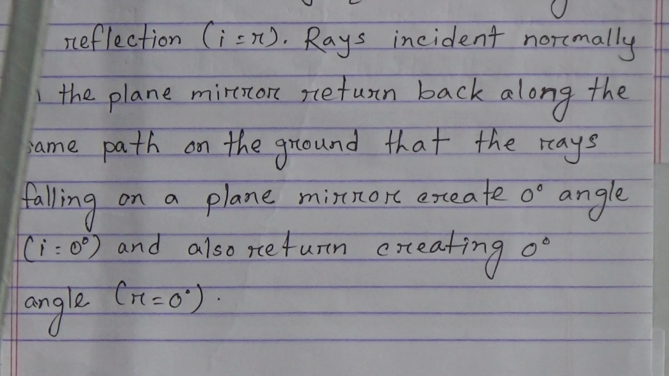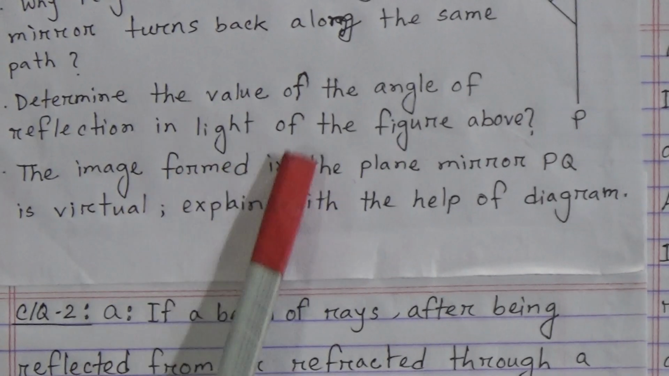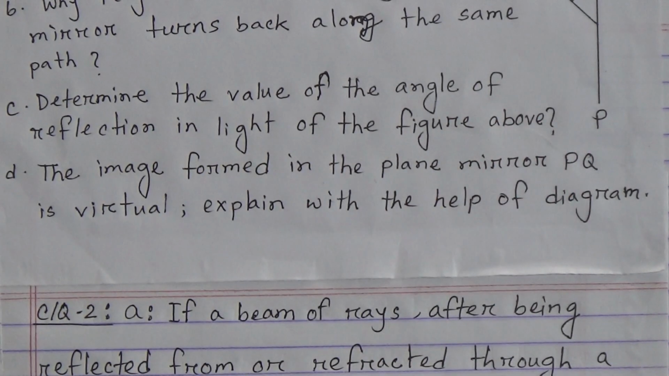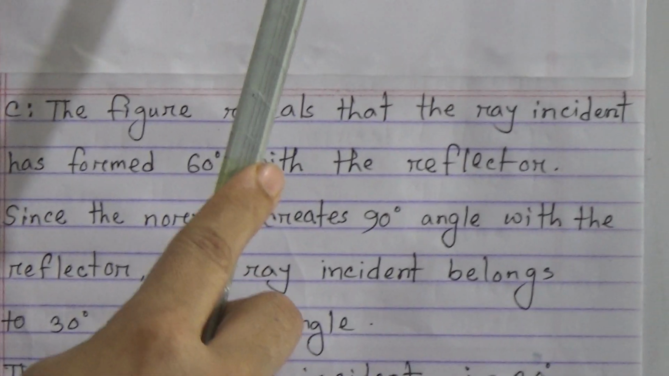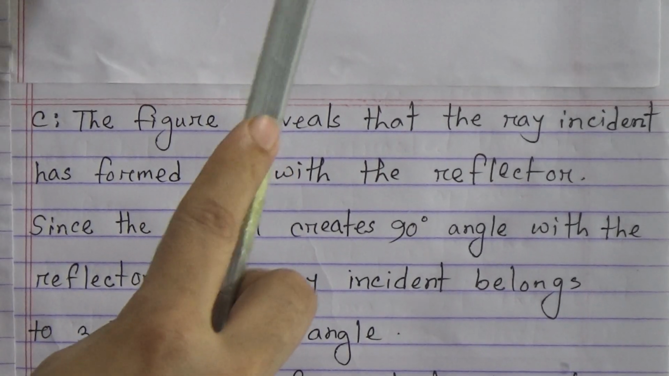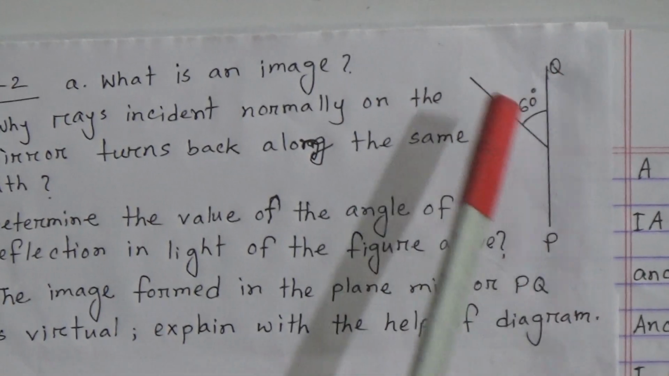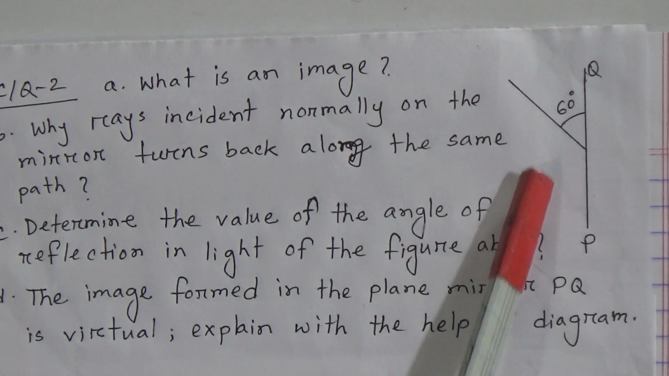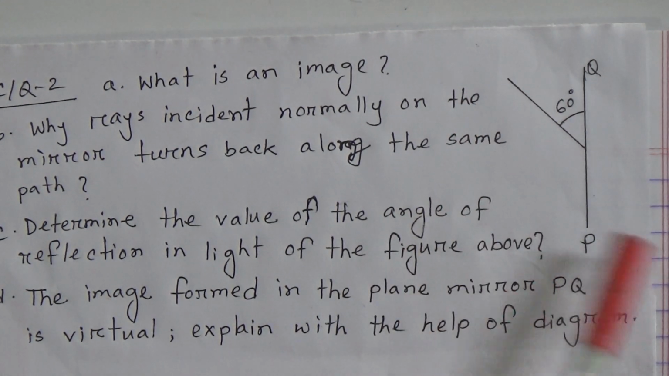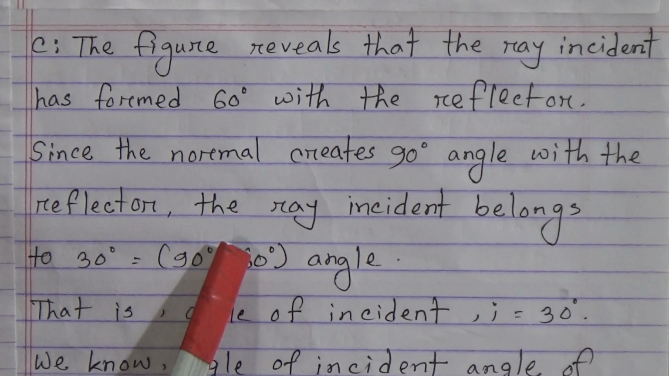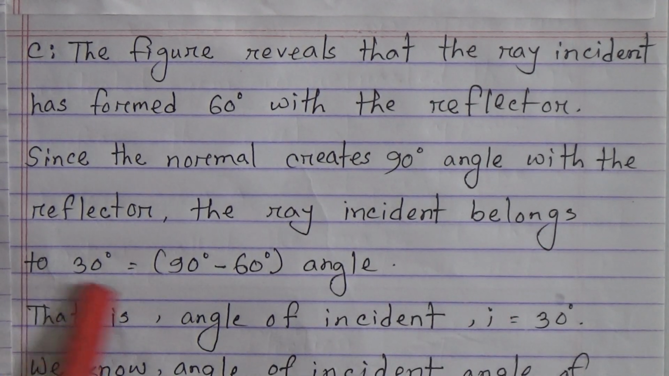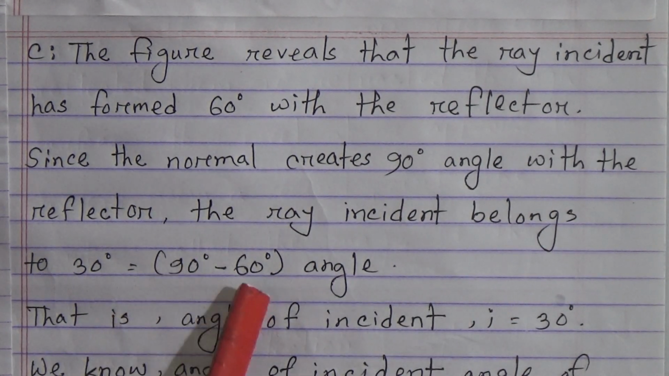Okay, now question number C. Determine the value of the angle of reflection in light of the figure above. My dear students, the answer will be: the figure reveals that the incident ray has formed 60 degree with the reflector. Here, P Q is the reflector and this is the incident ray. Since the normal creates a 90 degree angle with the reflector, the angle of incidence equals 30 degree, which is 90 degree minus 60 degree.